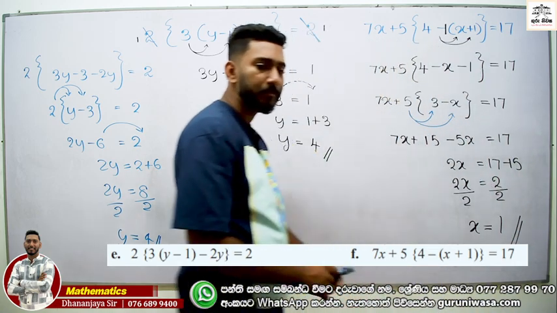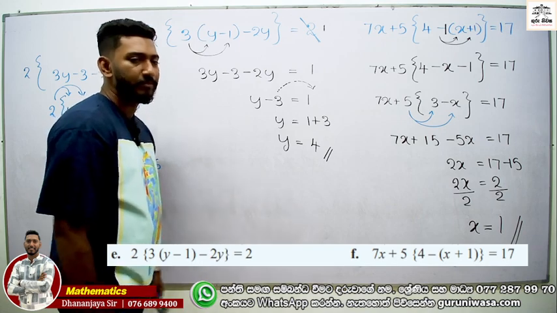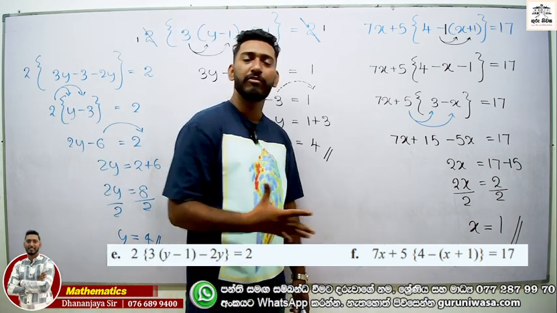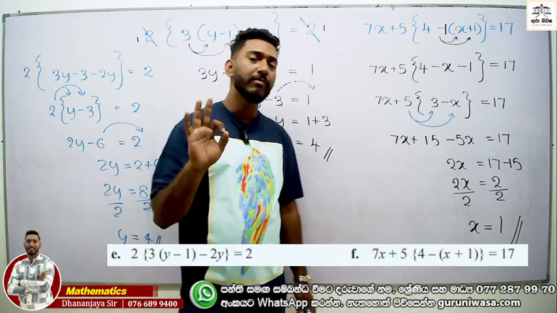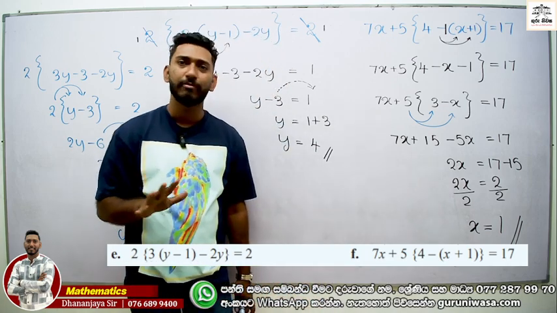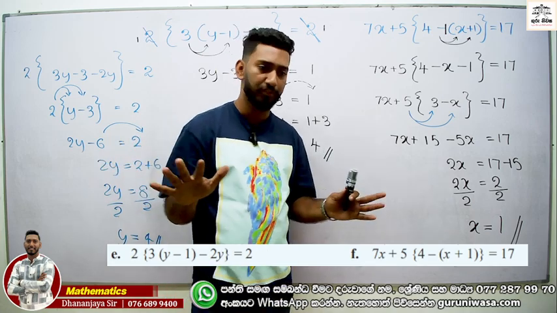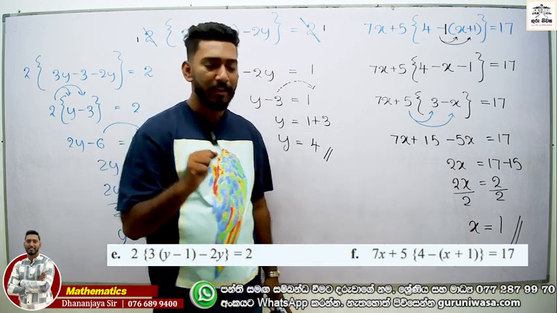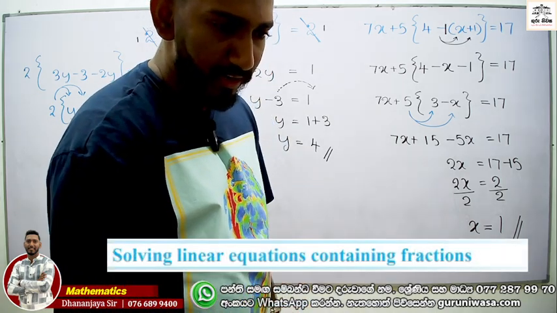X equals 1. And this is the way how to simplify with parentheses, curly brackets, and the square brackets, the two types of the brackets in the linear simple equations. Right, simple linear equations. Now we are going to the next part.